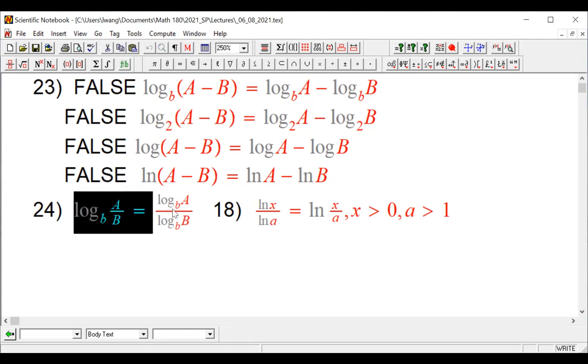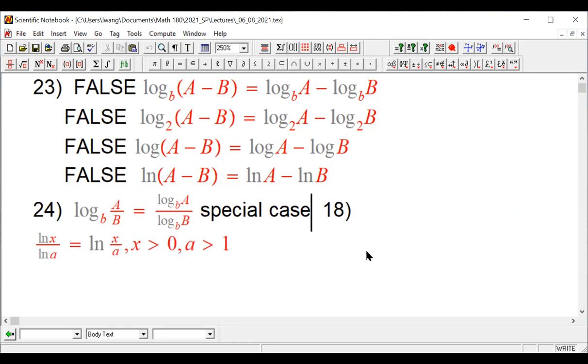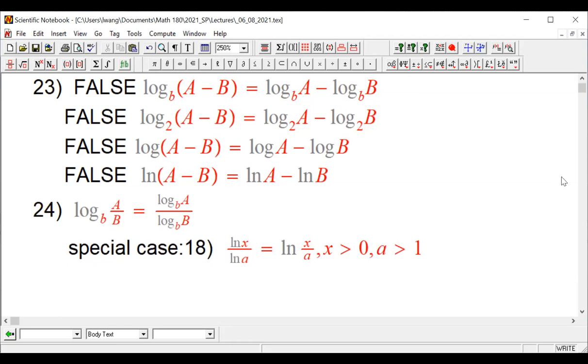You can see this falsehood, right? So we have a special case already covered, the special case on 18 of this quiz. That's 25. 25 is the same thing. 25 is the same mistake made on the common log.